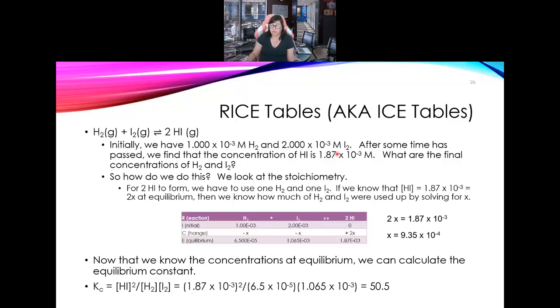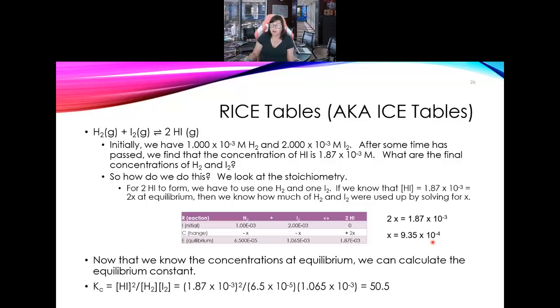My change is always going to be, I'm going to take from the H2 and from the I2 to make 2HI. Now, it tells me that the concentration of HI after some time is 1.87 times 10 to the minus 3. So that's this value right here, okay? Notice that that means that 1.87 times 10 to the minus 3 is equal to 2x, and that's what I'm showing right here. In order to find what the x value is, which I need to be able to do this concentration and this concentration, I have to divide this by 2 to get 9.35 times 10 to the minus 4.